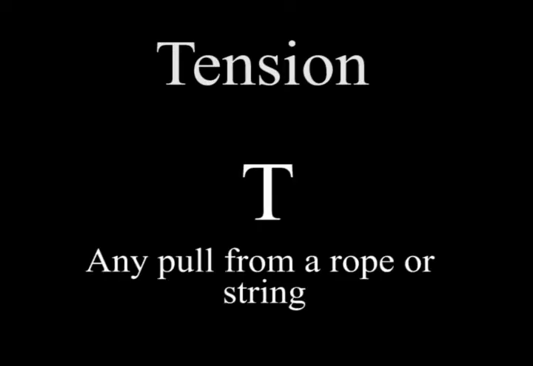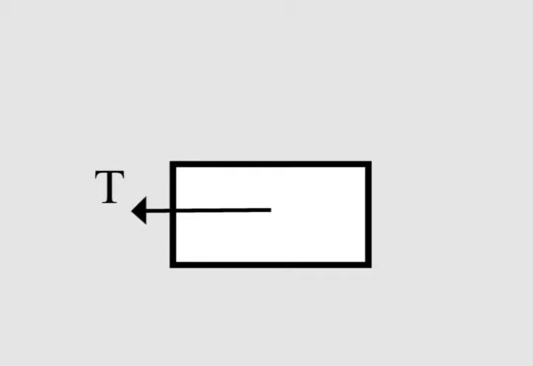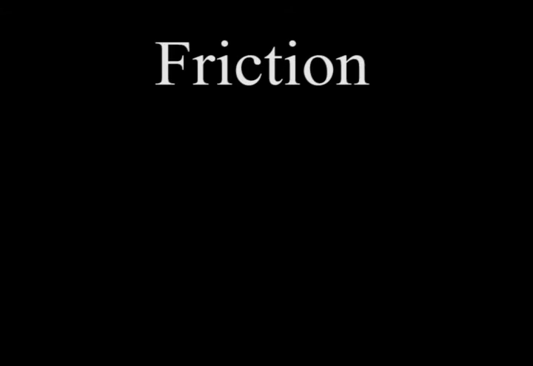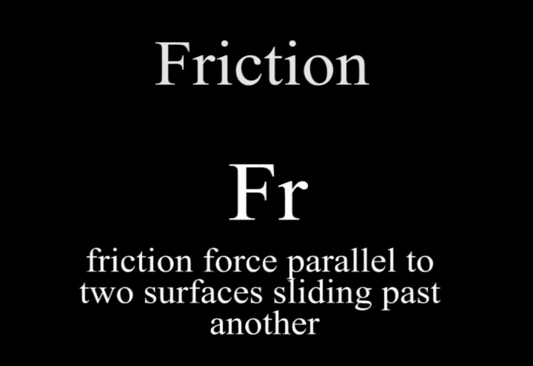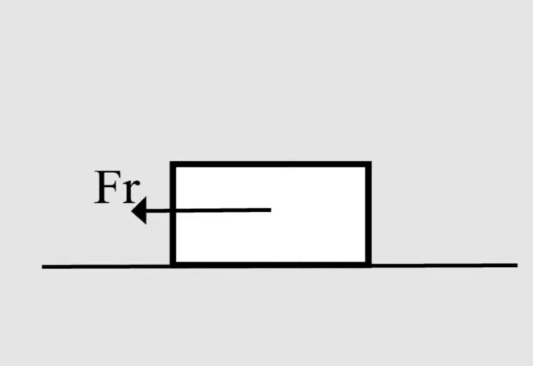Next, we have tension. Tension, represented by T, is any pulling force from a rope or string. We also have friction. Friction, represented by F_r, is a force that acts parallel to when two surfaces slide past each other. In this example, the box is sliding towards the right, which causes friction towards the left, parallel to the contact between the ground and the box.